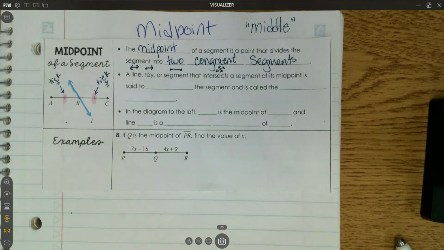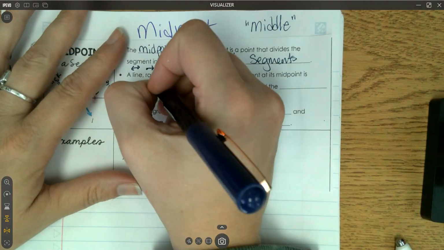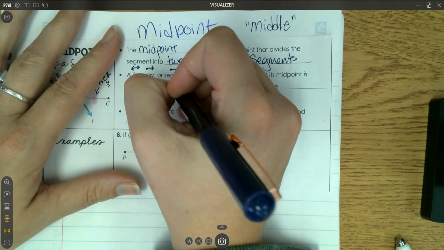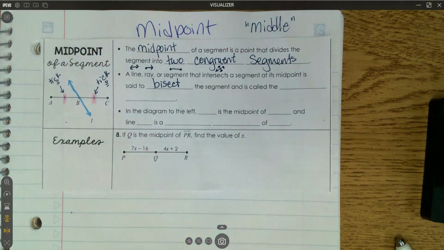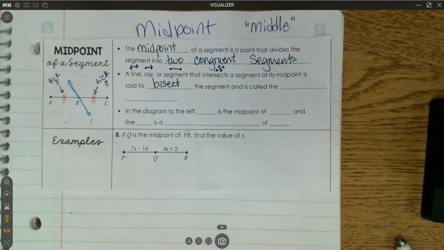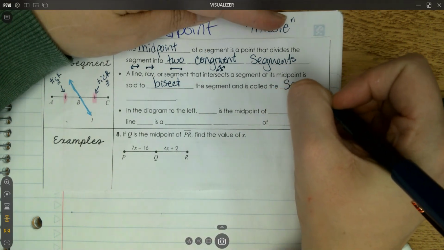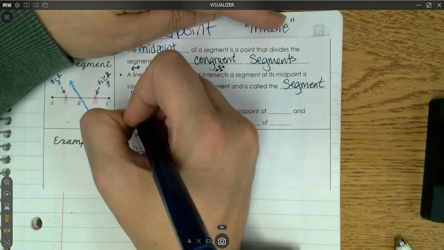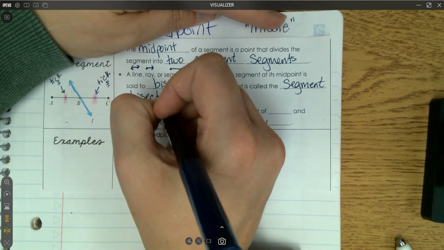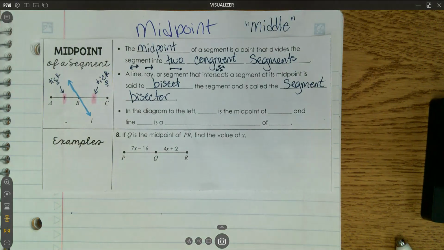Intersects a segment at its midpoint is said to bisect. So you are going to hear me use this word bisect. Bisect, like just cut it in half. Okay? Said to bisect the segment and is called the segment bisector. They don't think hard on these names, right? If it bisects a segment, it's called a segment bisector.